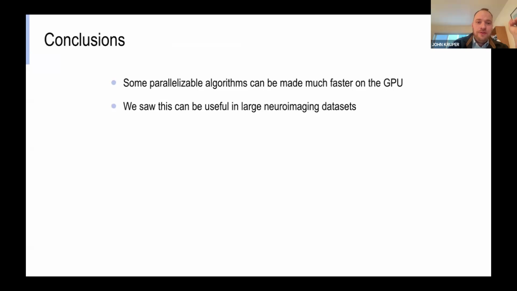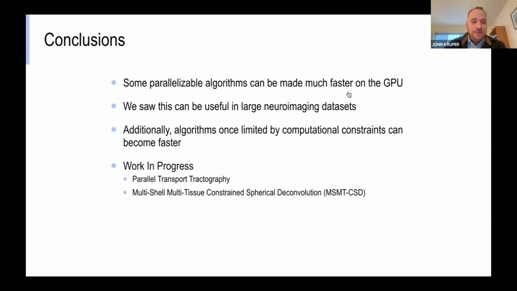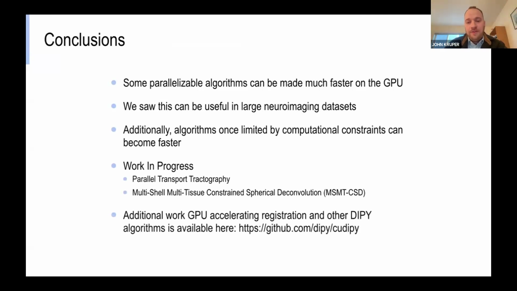All right, so in conclusion, some parallelizable algorithms can be made much faster on the GPU. This can be useful in large neuroimaging data sets, which are becoming more and more available. This can be large in terms of the size of the data or the number of images in the data set. Algorithms that were once limited by computational constraints can become faster on the GPU, which is why we're currently working on parallel transport tractography, if you've heard of that, and trying to speed up fitting MSMT.